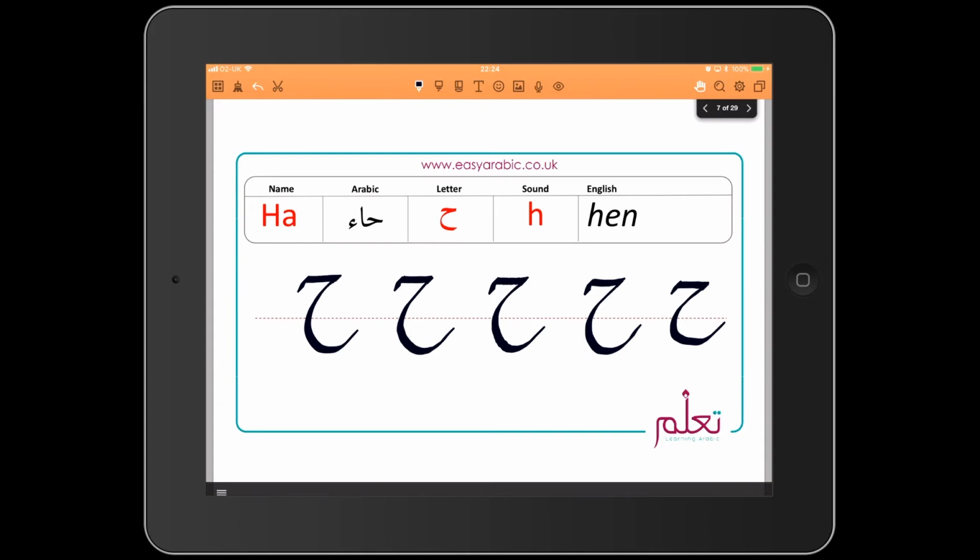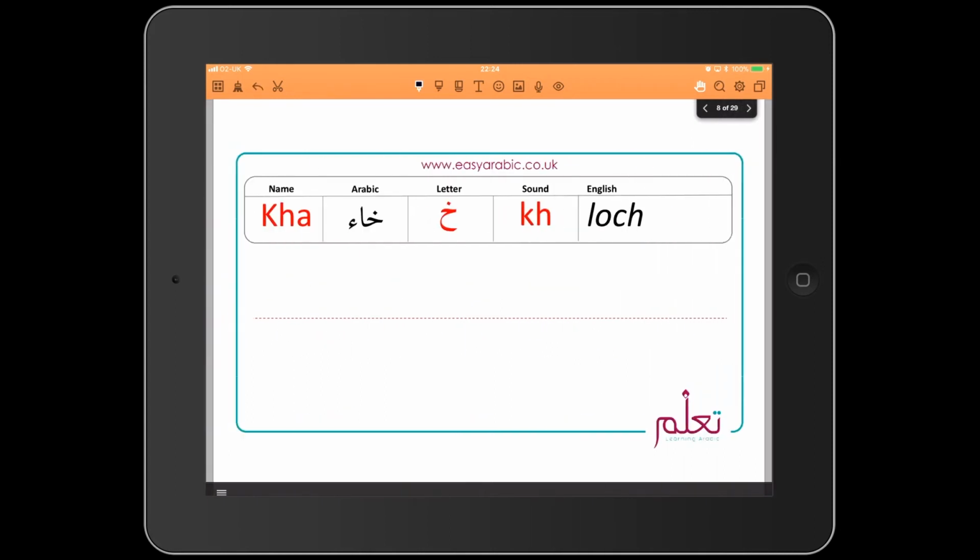The next one is the letter kha. It's a rougher, coarser sound coming from the throat. Kha, kha. Yeah. So Arabic is kha, and the sound is like the Scottish Loch Ness monster, loch, kha, kha, kha. And again, similar to the Jim and the Ha, we start at the top and bring the letter down. And this time, the nukta is at the top. That's it.